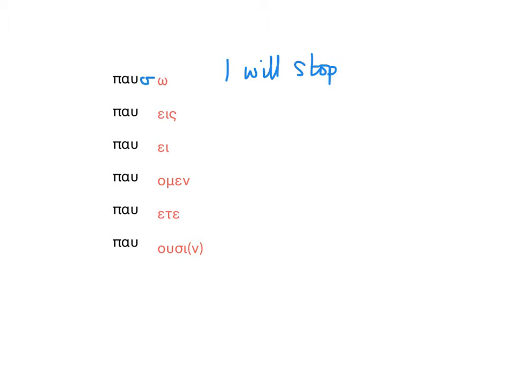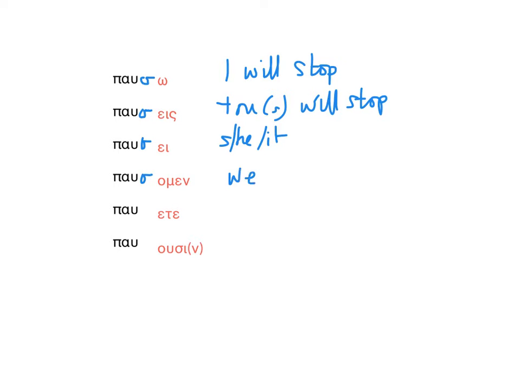Now I need to do that to all the other forms of the verb. So pauseis is you, singular, will stop. Pausei becomes he or she or it will stop. Pausomen, we will stop. Pausete, you plural will stop. And pausousin is a third person plural, meaning they will stop.